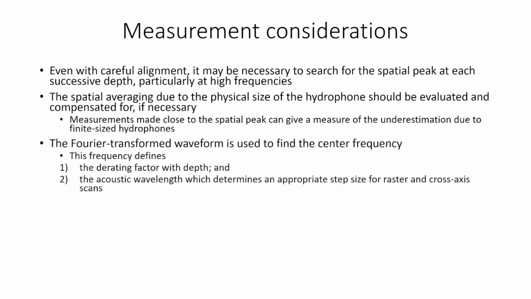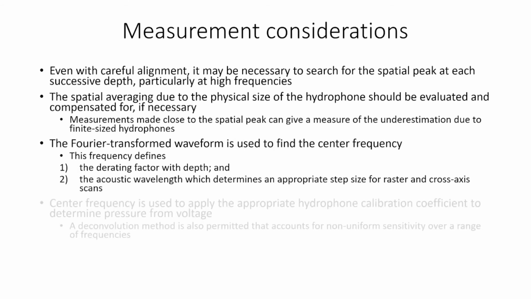The Fourier transform is used to find the center frequency, as I discussed earlier. And this frequency is used to give us the derating factor. So if you recall, the derating factor is 0.3 decibels per centimeter per megahertz. And that per megahertz means that it's multiplied by the center frequency. And so that's significant for establishing the depths you use to measure both for the MI and TI. The acoustic wavelength also determines the step size we take for both the raster and cross-axis scans.